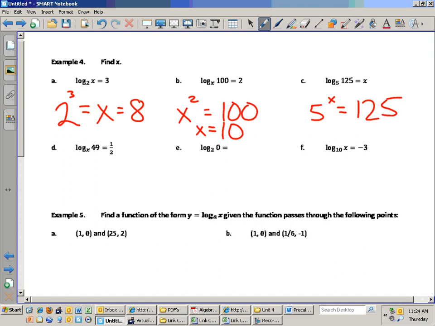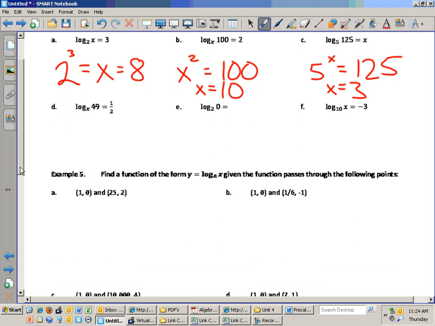So x is 3. Next one's tricky. Base x to the 1/2 power is 49. What does it mean to take something to 1/2 power?